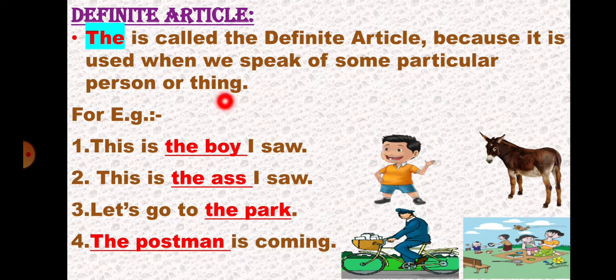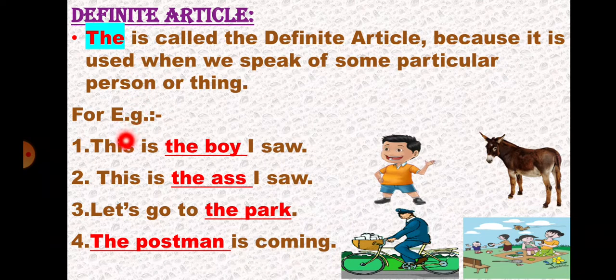Definite articles. The is called the definite article because it is used when we speak of some particular person or thing. So here, when we are talking about a particular person or thing, at that time we are using the article the. So here the is what? It is a definite article.